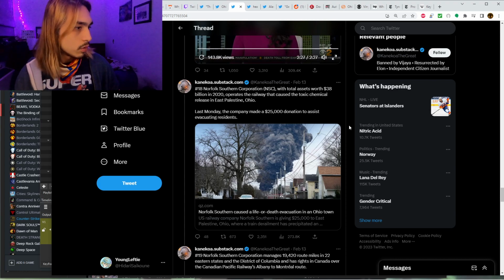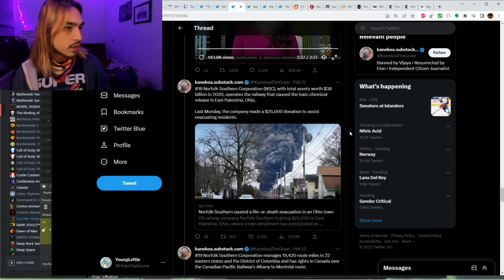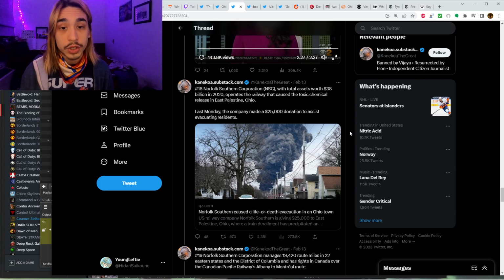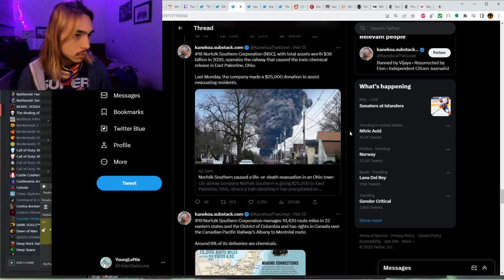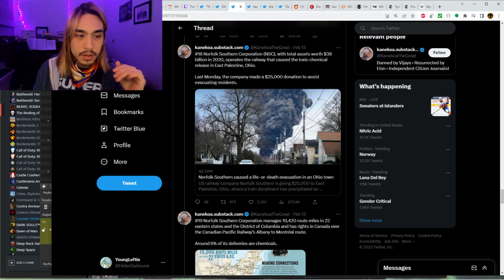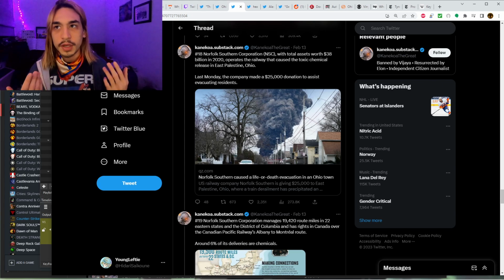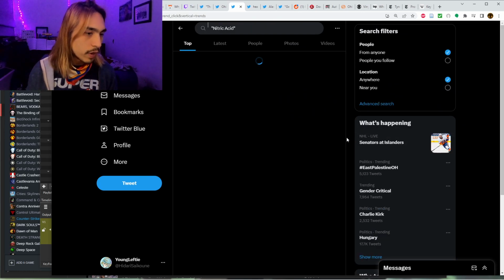So yeah, Norfolk Southern Corporation, total assets were $38 billion in 2020. Operates the railway that caused the toxic chemical release. Last Monday, the company made a $25,000 donation to assist evacuating residents. So they did make the donation, at least. At least they did that, right? And currently they're committing to at least $1 million more, which I think is because of the increased media coverage, right? They're finally like, okay, fine, we did an oopsie, so I guess we gotta give some money, right? So, nitric acid. Oh, right, apparently, yeah.